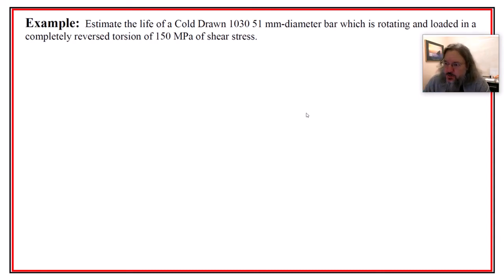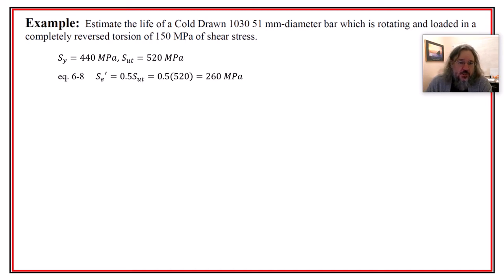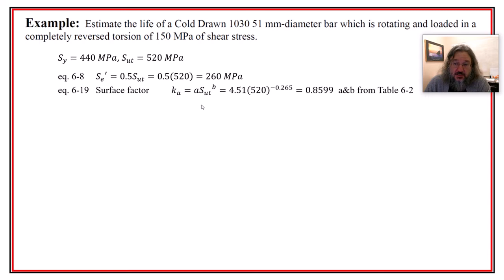It's pretend world. Okay, so we look up our material properties in table A20 in the back, and we get that the ultimate strength is 528 megapascals. And we find our endurance strength is 0.5 times that, or 260 megapascals. Then we use our surface condition factor.